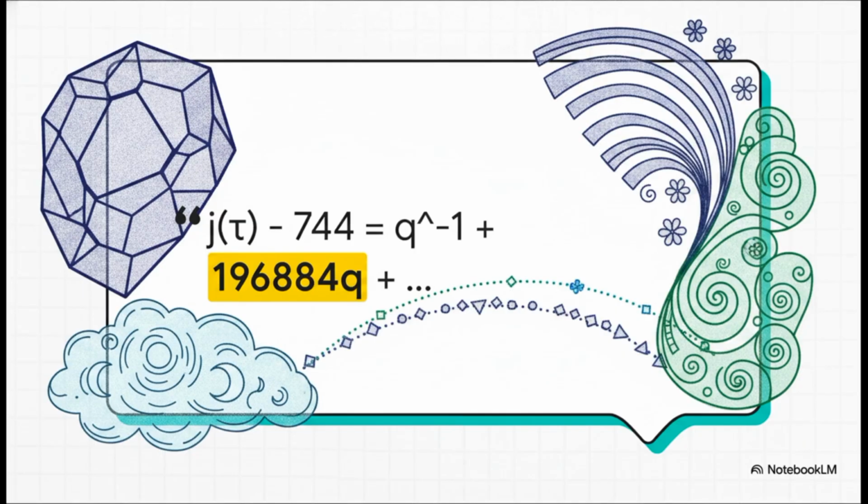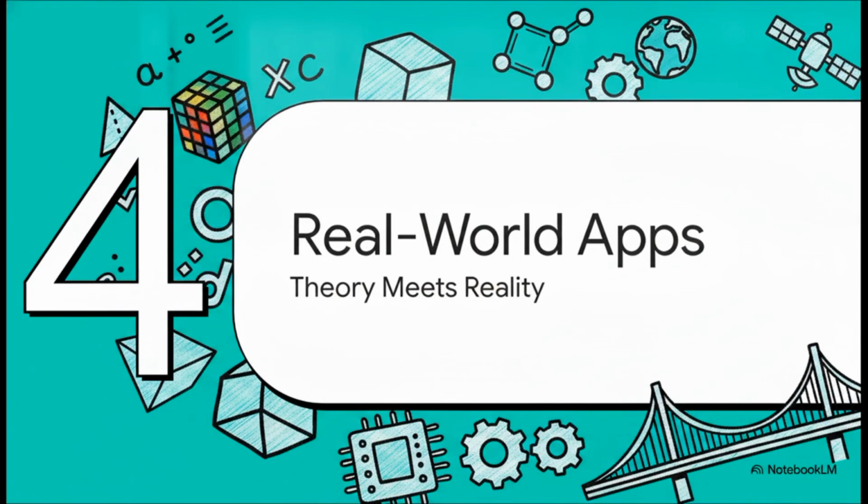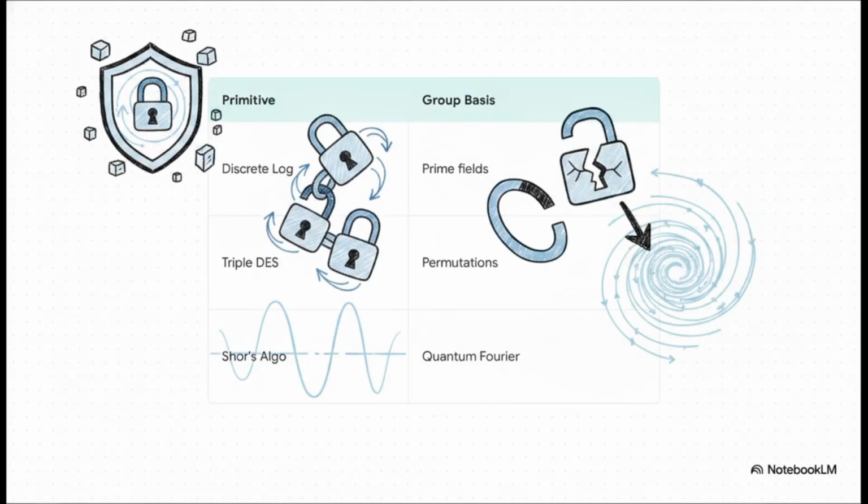Absolutely wild. Section 4. Real-world apps. Theory meets reality. Now let's bring this down to earth. Every single time you send a secure text message or log into your bank account, cyclic groups and subgroup mechanics are acting as the invisible shields protecting your digital life.